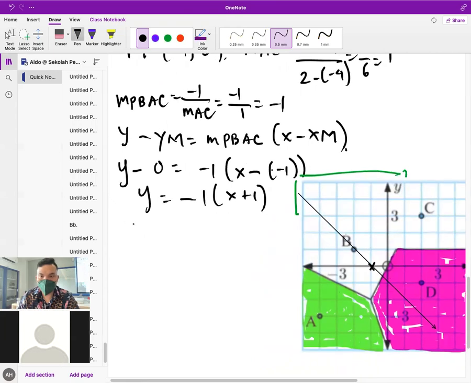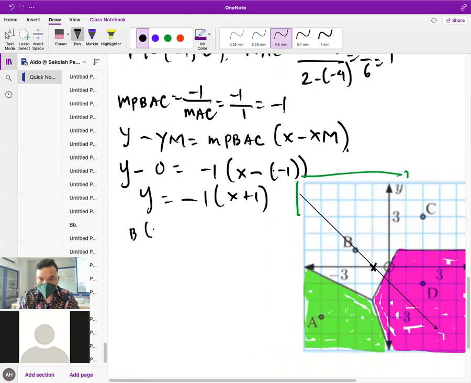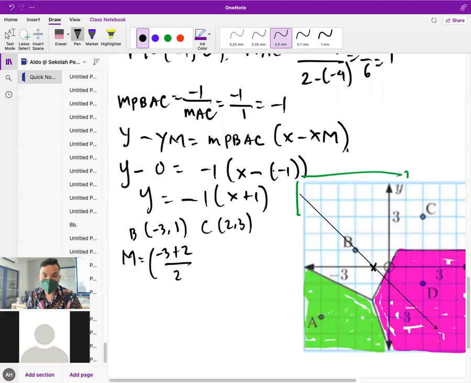Okay, now BC, the coordinate is B minus 3,1, and C is 2,3. Okay, is there anything I did wrong here? You can actually point out. It's okay. I'm open-minded as long as it is constructive. Midpoint: minus a half, comma, 2.